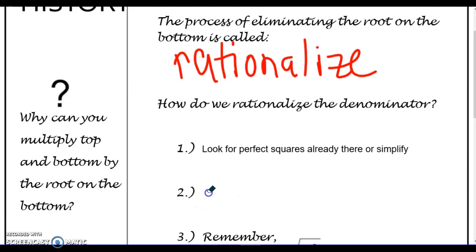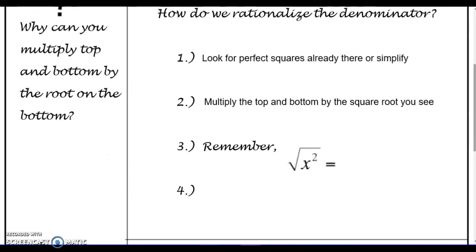Once you've done that, then we're going to multiply. If we've got a square root on the bottom, we're going to multiply the top and the bottom by that square root that you see. And don't forget, square root of anything squared is just itself. And the last thing you can do, you're going to simplify, simplify, simplify.